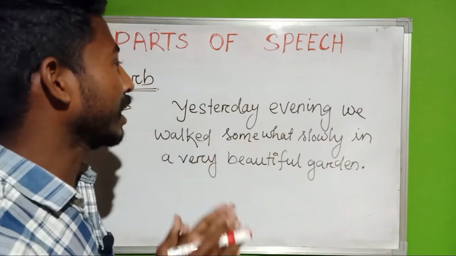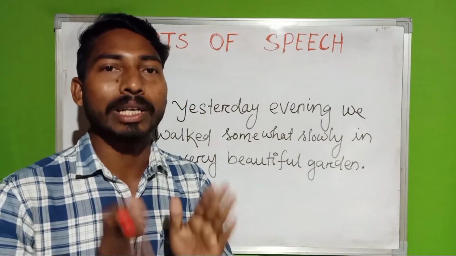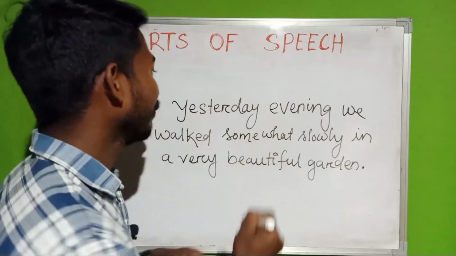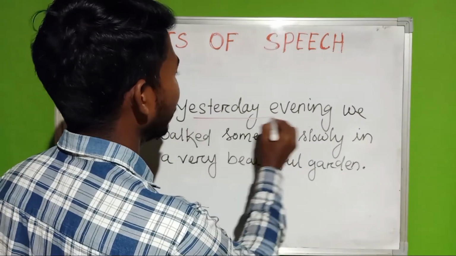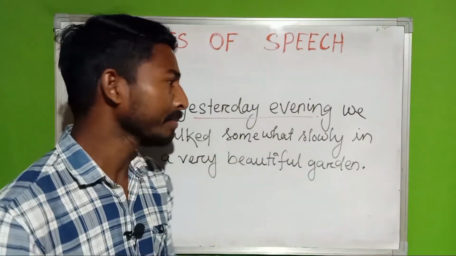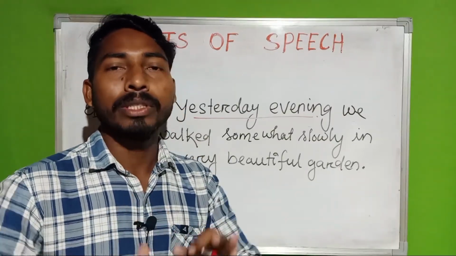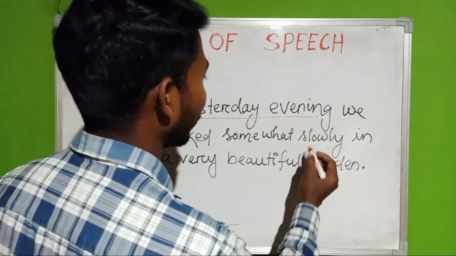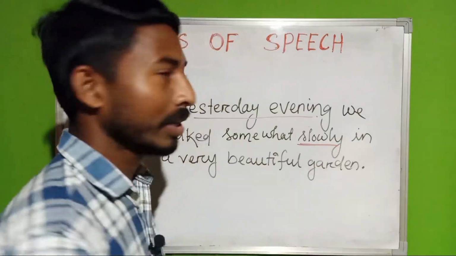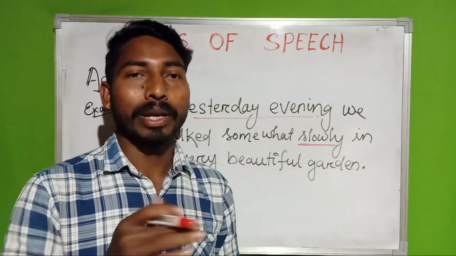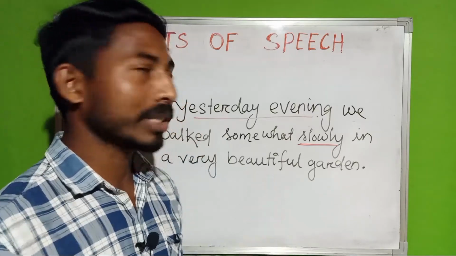Now in the sentence, if we ask when did the action take place, when did it happen? It happened yesterday evening. And you can also ask how did we walk? We walked slowly. Now it's clear. Further, it can also be asked in other ways.